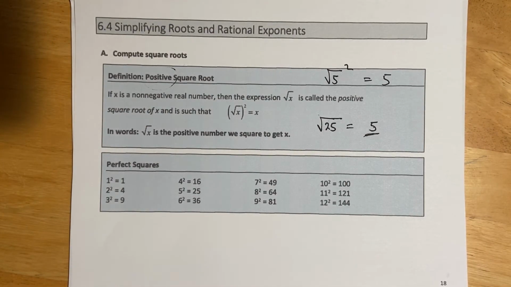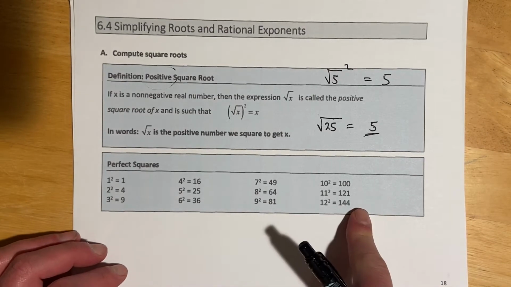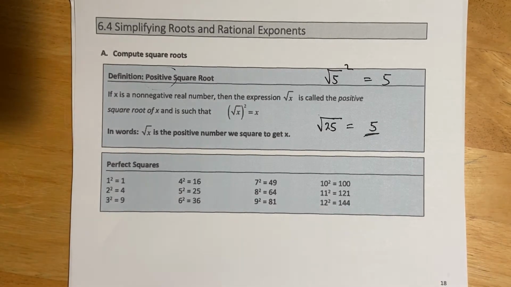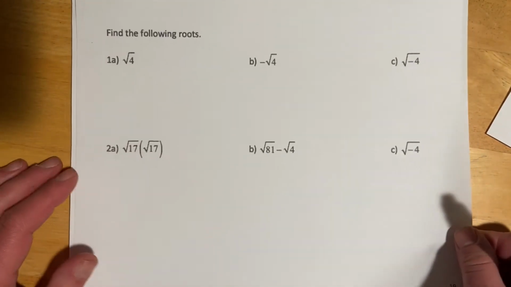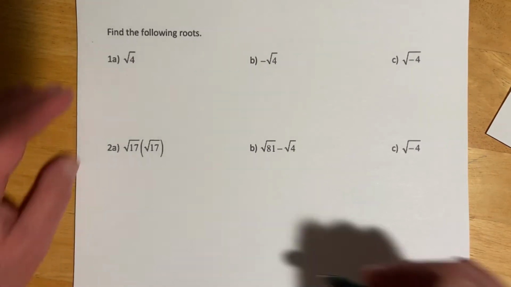So that's why we're being careful to define this as the positive square root, which is the one that we're looking for. I made a list here of the perfect squares just to reference them. You'll see a little bit later in the section that could be helpful. But for now, let me go on to some examples.